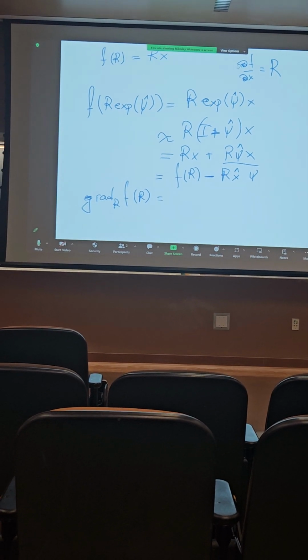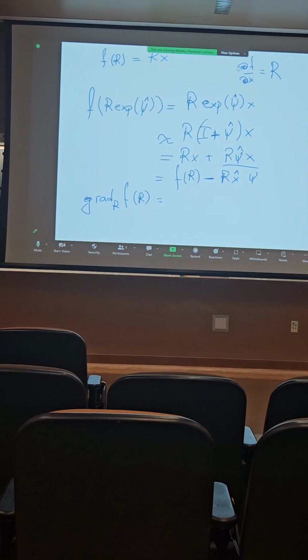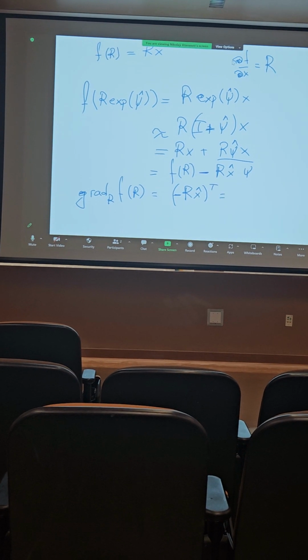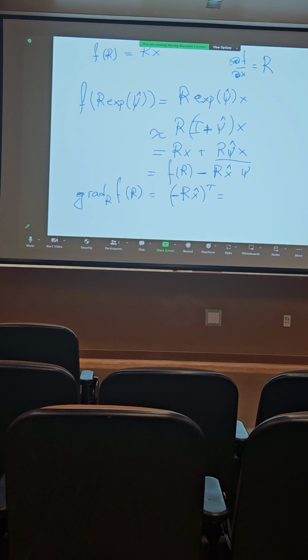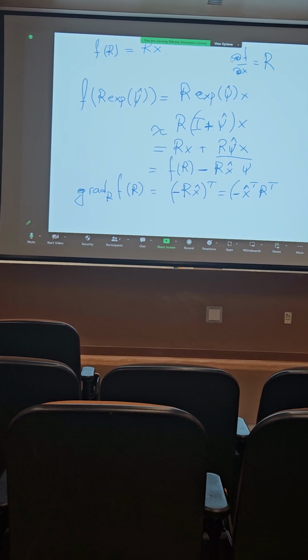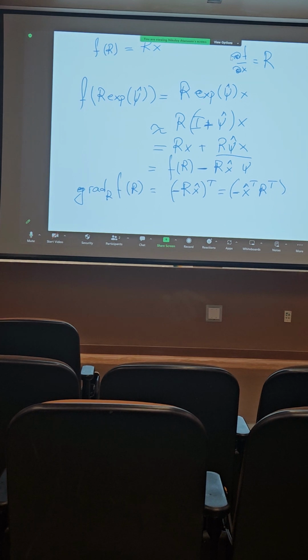Is the transpose of this, right? Okay, so let's do it slowly. R transpose, right? Let's try to do the transpose. So it's going to be R hat transpose with a minus R transpose, something like this. Okay. Can we simplify this further?